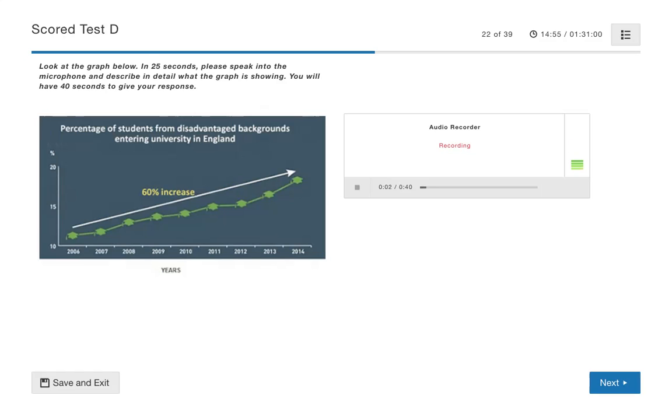This graph shows information about the percentage of students from disadvantaged backgrounds entering university in England from 2006 to 2014, from 10% to 20%. According to the graph, over the whole period there is a 60% increase. 2006 has the lowest number, which is about 12%. 2014 has the largest number, which is about 18%. 2013 has the second largest number. In conclusion, it's very informative.